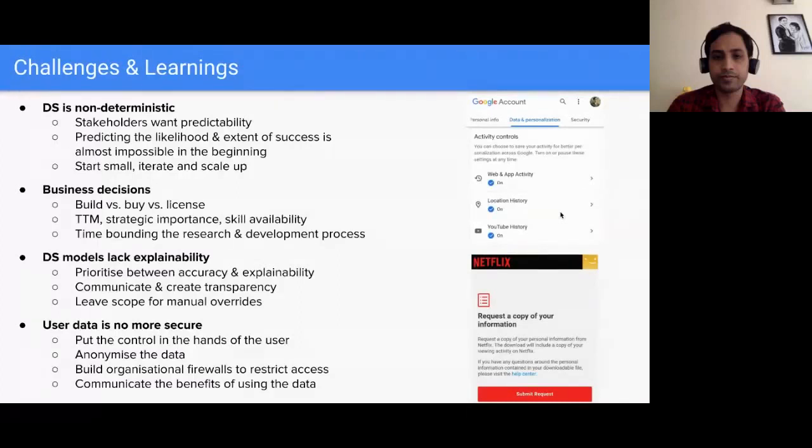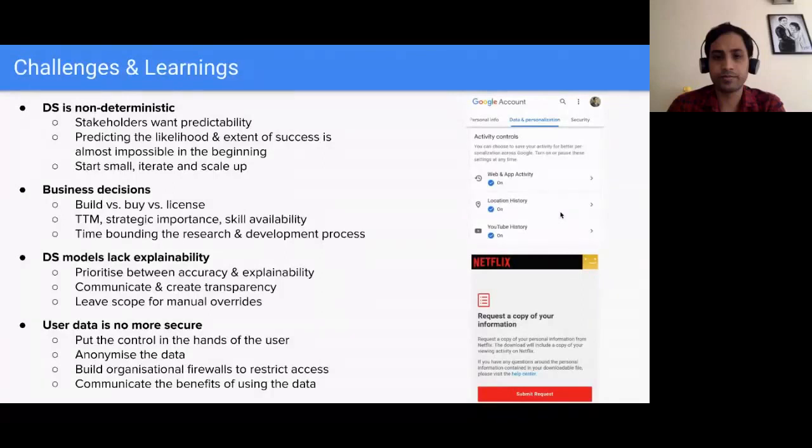The third challenge that you face, which I talked about in detail earlier, is data science models lack explainability. So you need to educate people around that, create transparency, and allow some scope for manual overrides. The last thing, which as users we generally are concerned about, right? All of our data is out there in the open, it's no more secure, right? How do we deal with it? Then people won't be wanting to share the data with us, right?